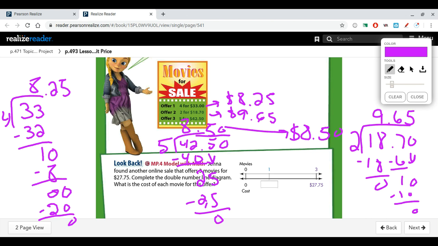So I've now found unit rates. I'm going to compare those unit rates to see which offer is the best buy. So the offer that's the best buy is going to be the value that's the lowest. So offer 1 for $33 is going to be your best buy.